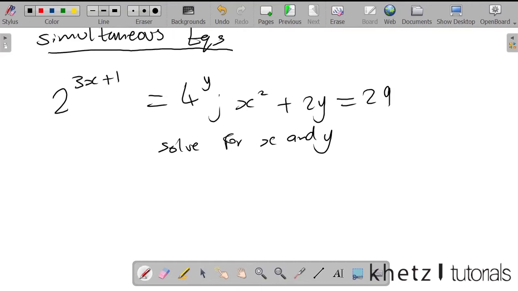So now we are going to say, taking the first equation, we're going to make sure that the right and the left have the same base.